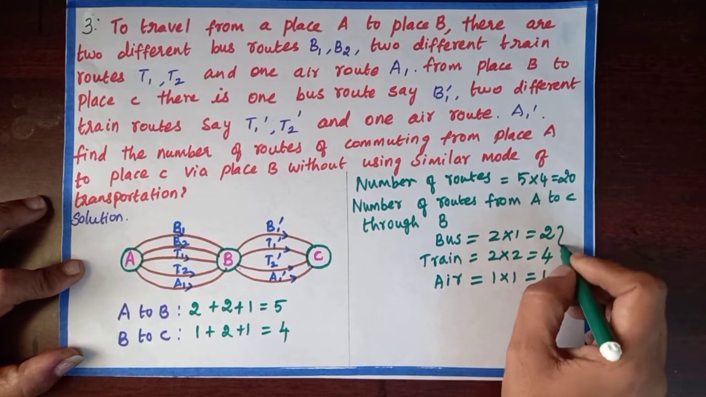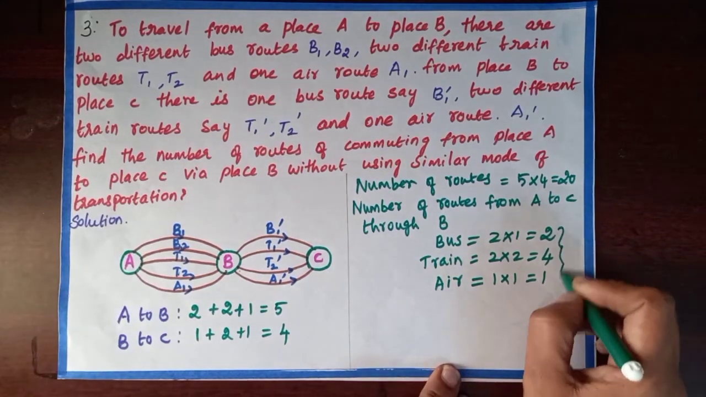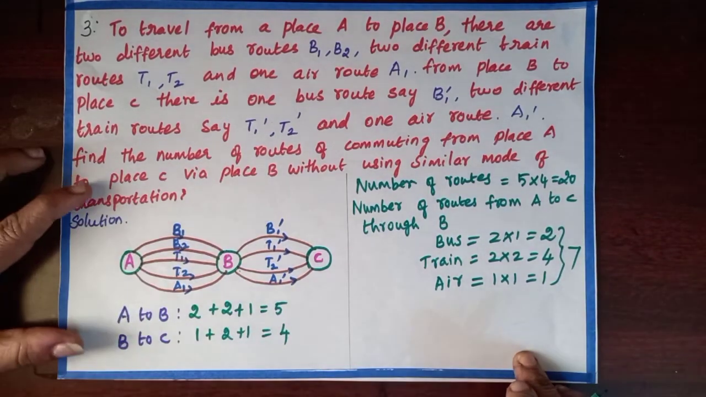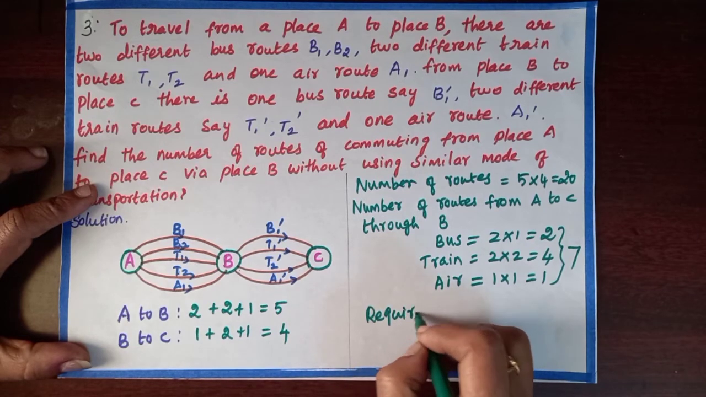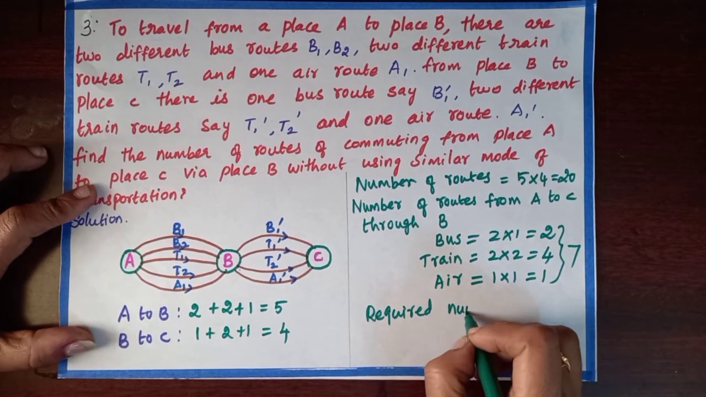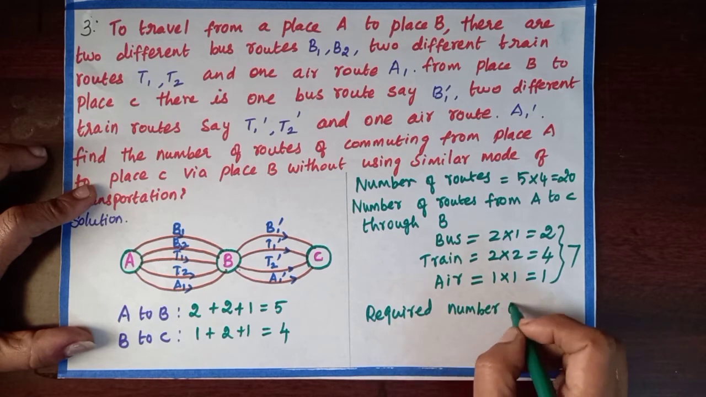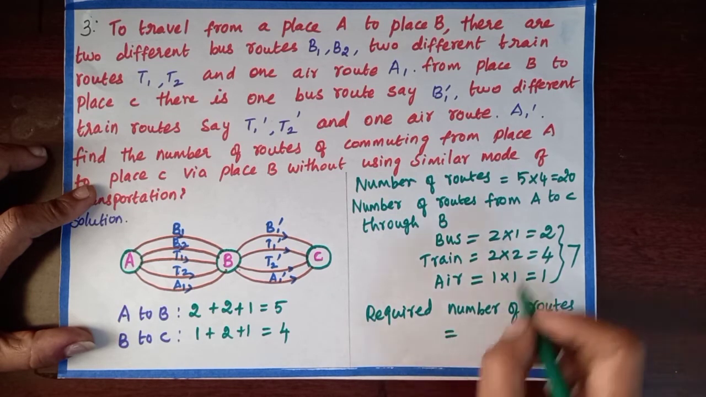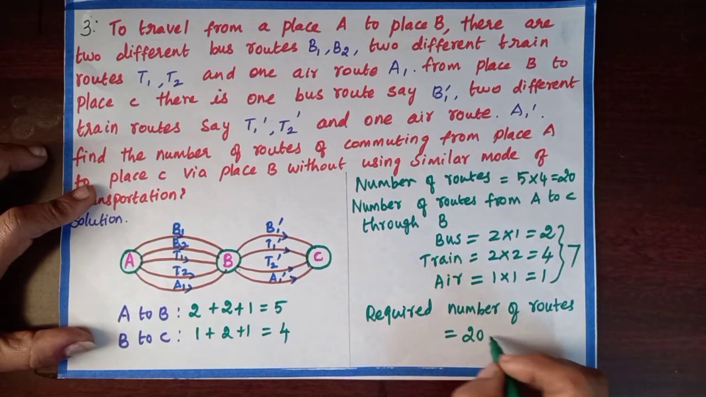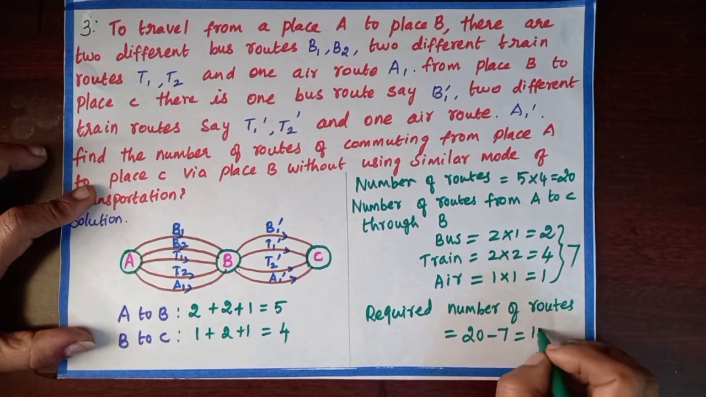So totally we are getting 7. Therefore, required number of routes is equal to 20 minus 7, which is nothing but 13.